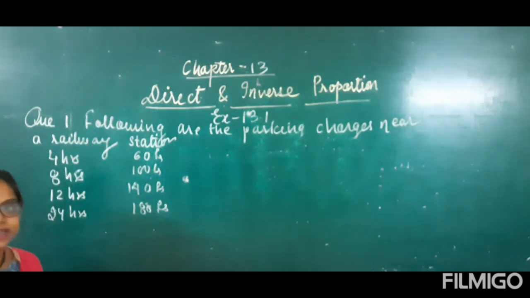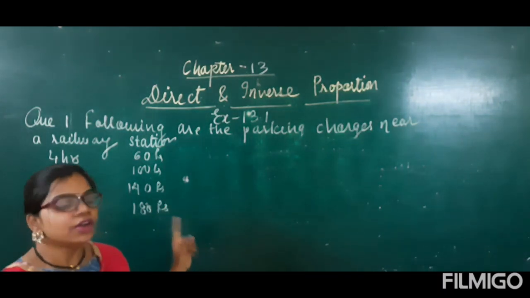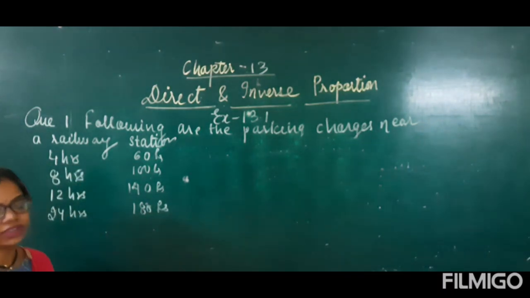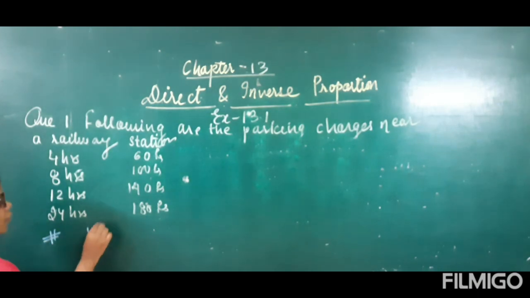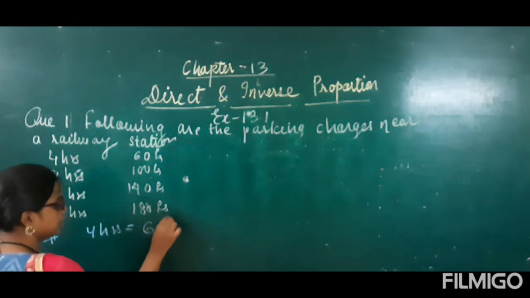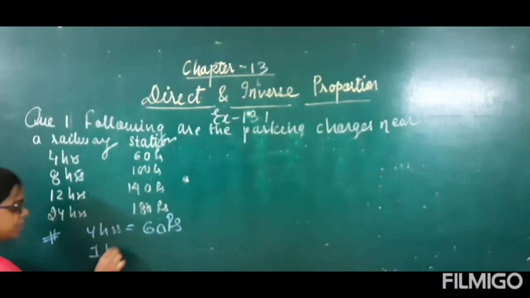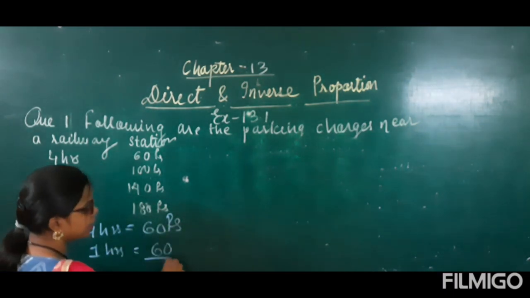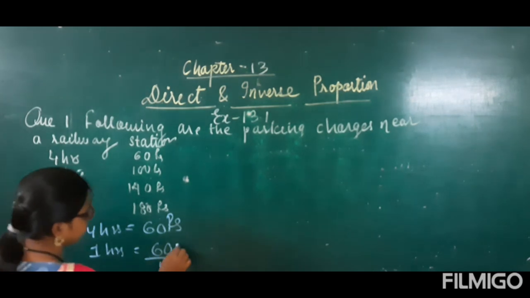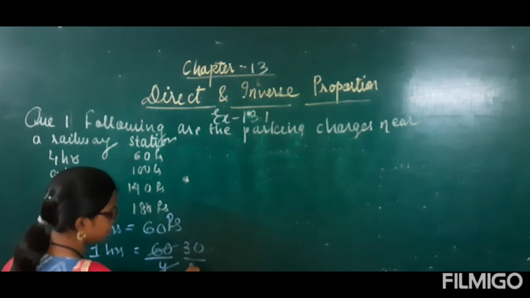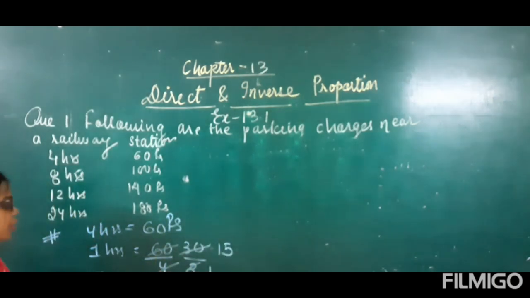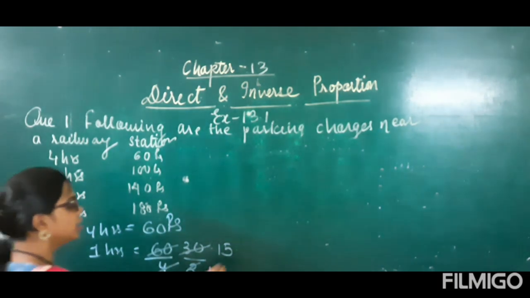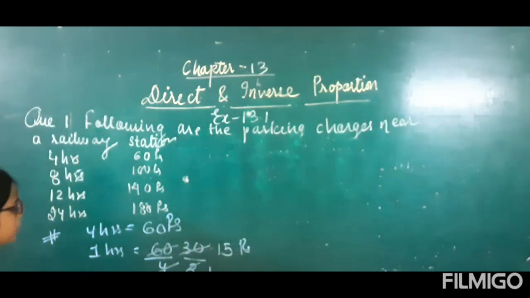If the charges are in direct proportion, the charges for 1 hour will all be equal. But if they are not in direct proportion, the charges will not be equal. So let's start. First it is given 4 hours equals 60 rupees. So for 1 hour how much will it be? It will be 60 by 4. Two 5s are 10, so for 1 hour it is costing 15 rupees.